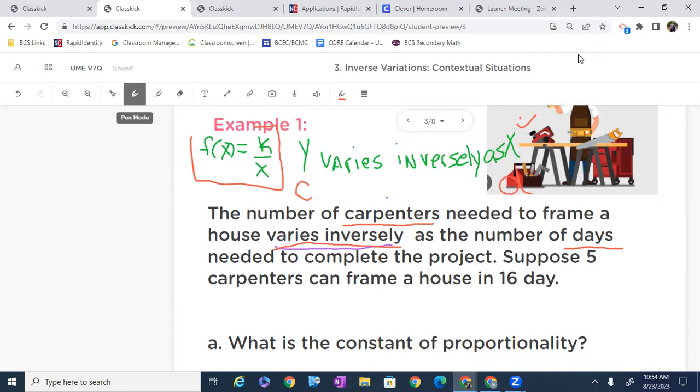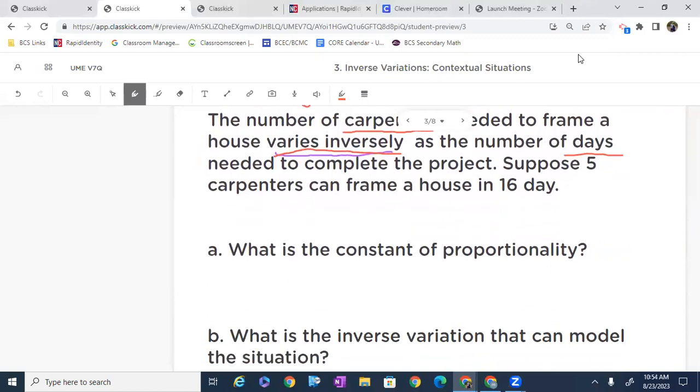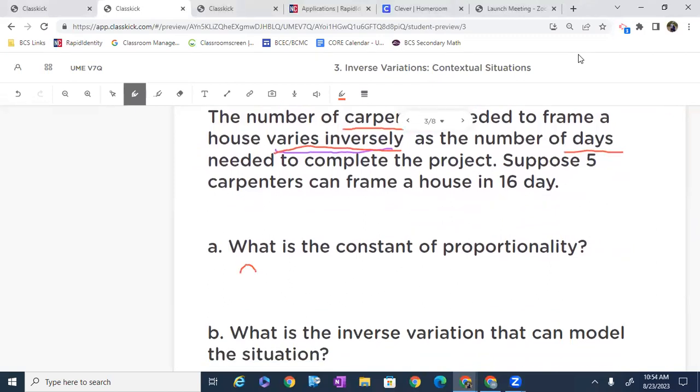Well, how does that help us out? That helps us understand what the function is going to be. Remember, y is the same thing as f of x. So what we actually have is carpenters equals the constant of proportionality over the number of days. Now, we do need to figure out our constant of proportionality. And remember, when we multiply our x and our y variables, they should always come out to be the same, which is our constant of proportionality.